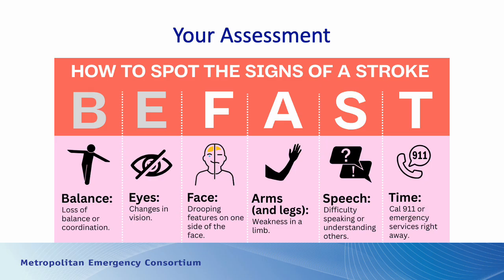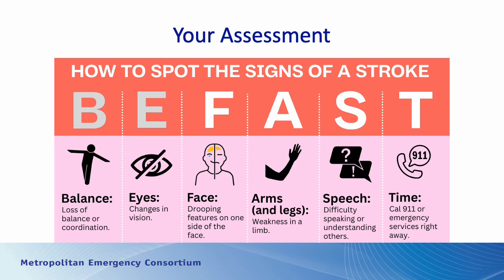What's the patient's balance? Have they lost coordination? If you do finger to nose, is that off? Do they have evidence of ataxia of their arms and legs? Are they unsteady if they try to walk? If they sit up, do they rock in the bed and fall back? What's going on with their eyes? Have they changed in vision? Do they have double vision, loss of vision? Have they lost some of the visual fields?